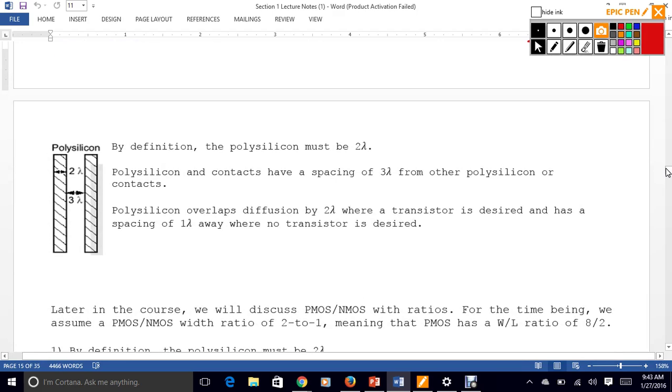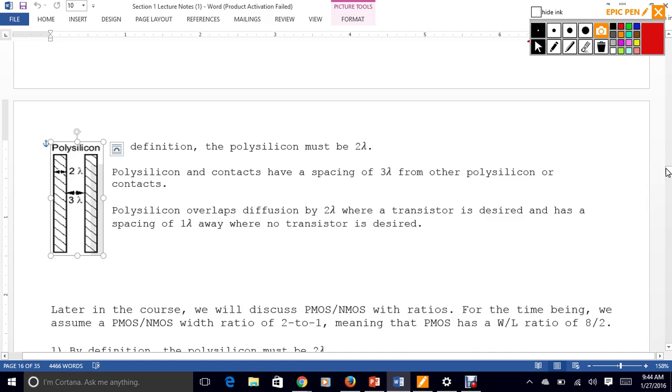Polysilicon must be 2 lambda. The polysilicon contacts must have a spacing of 3 lambda. So the polysilicon, when you have it going through, you're starting to connect inputs. This is going to be 2 lambda, and if you have 2 inputs, like if you have a NAND gate, and trying to get signals, they have to be at least 3 lambda apart, or else we're going to start running into the issues that we just started talking about. So you can see this design here.